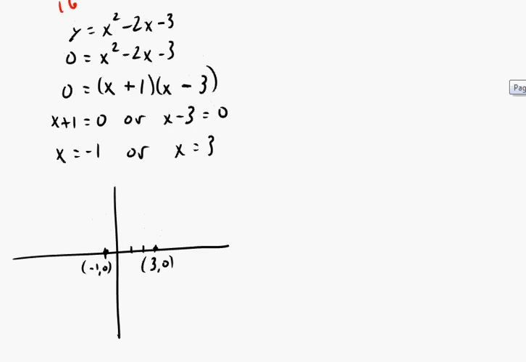Now, let's see if we can find the y-intercept of this graph. So we have the equation y equals x squared minus 2x minus 3. If we want to find the y-intercept, we want to figure out what's the value of y when the x is 0. If x is 0, well, the y would have to be -3, because the terms with the x's would disappear. So that means that the y-intercept is (0, -3), which should be right here. And so our parabola would look something like this.